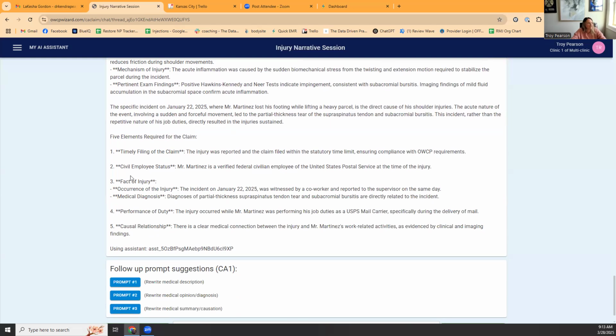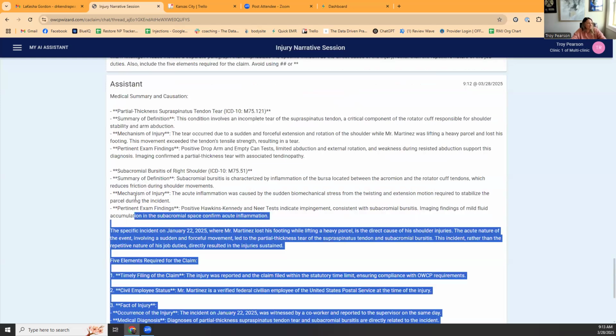Yes, he filed on time. Yes, he is a civil employee. Yes, it occurred during a work shift, and the injuries, the diagnoses are supported. Yes, it happened during performance of duty. Yes, there is a causal relationship, and it is clear and concise, and it is found in the narrative. That's it. Copy.